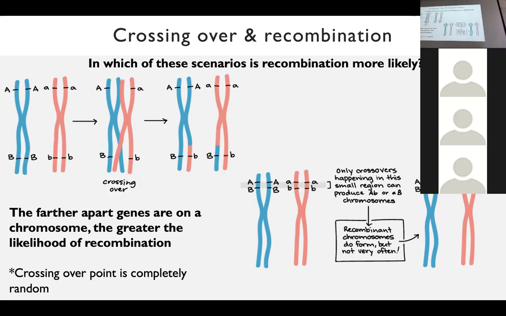So this is the take-home message from that. The farther apart genes are on a chromosome, the more likely the chance of recombination. And here we're assuming, and this is usually the case, that crossing over, where that happens, is totally random. Okay, so if the genes are further apart, you have a greater likelihood of recombination through crossing over.